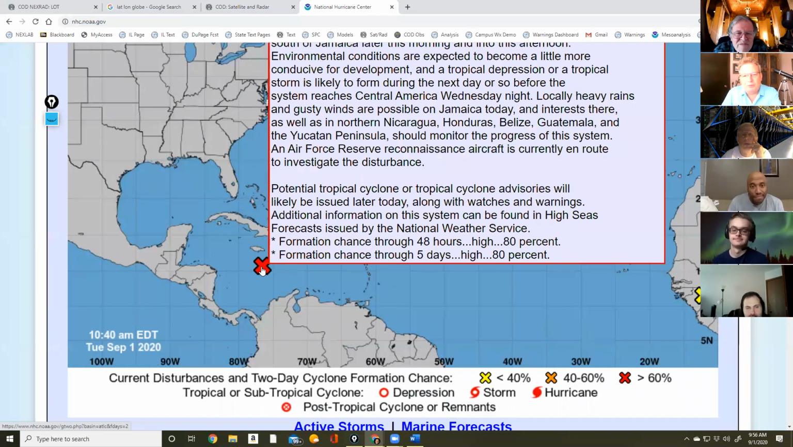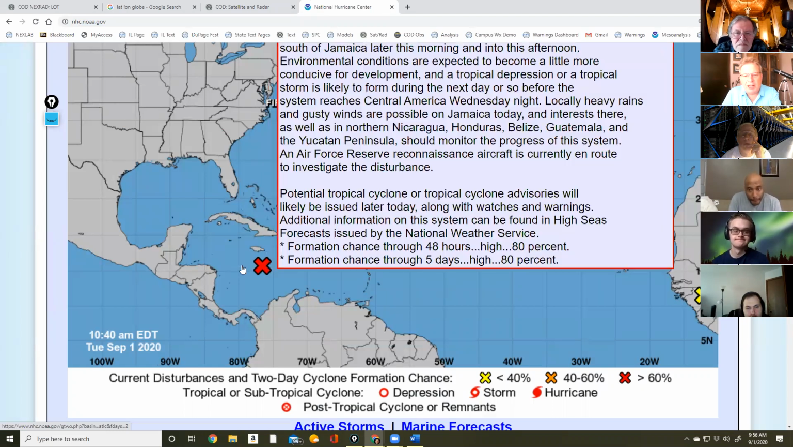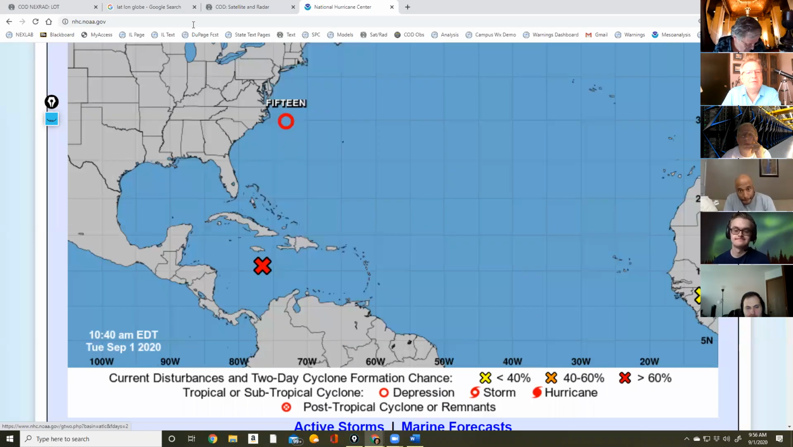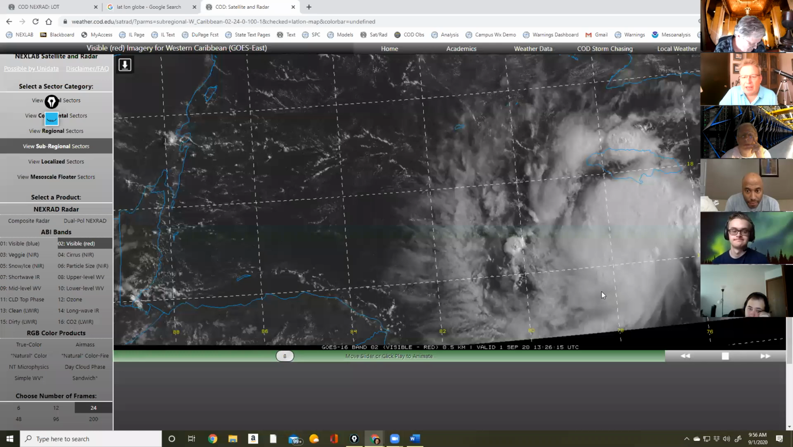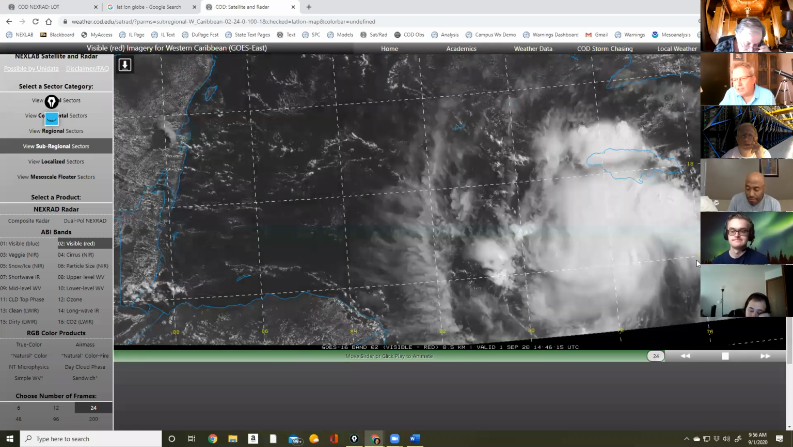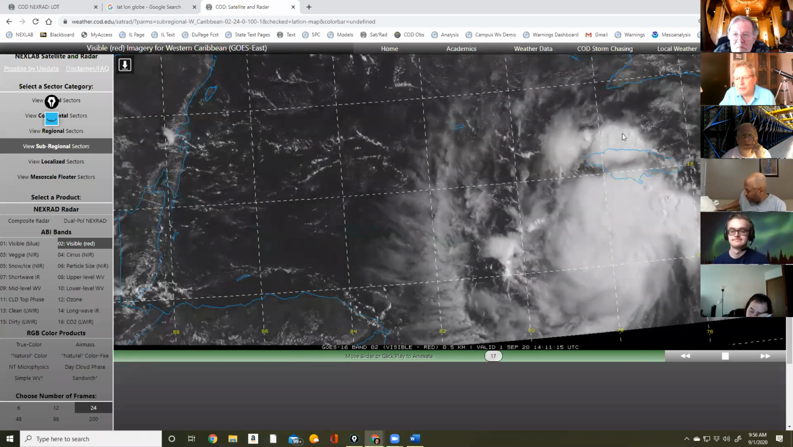Looks like it's really going to come out here soon. 80% chance in the next 48 hours. And looking at that structure, I'm like, yeah, that's pretty impressive. Anyway, the point is, look at how nice everything looks. You see how the satellite imagery is very clear?